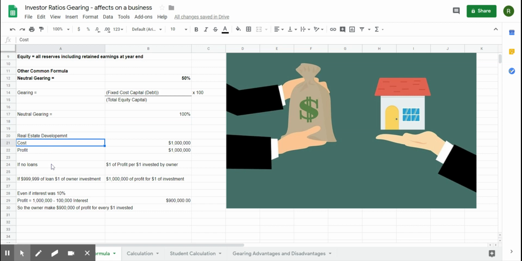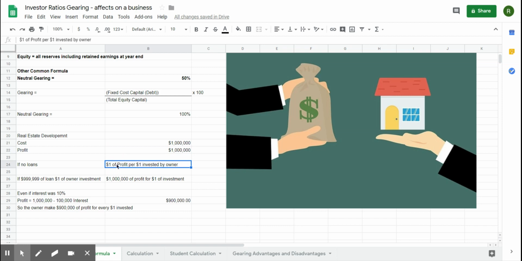I'm going to give you a quick scenario where somebody is a real estate developer and is going to develop some real estate, and it's going to have a cost in total of $1 million, but the profit he's going to make on this is $1 million. So he's going to sell the properties for $2 million. Now, what that means, if there's no loans and all the $1 million comes from the owner of the business, the investor, then he's going to make, or she's going to make, $1 of profit for every $1 that they invest. So it's good, it's fantastic.